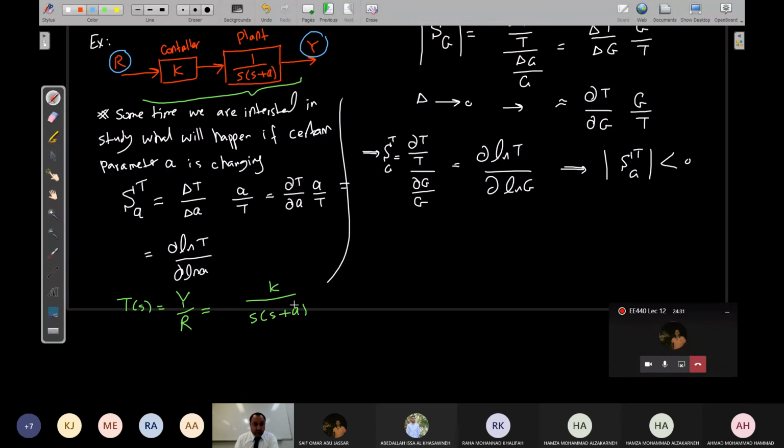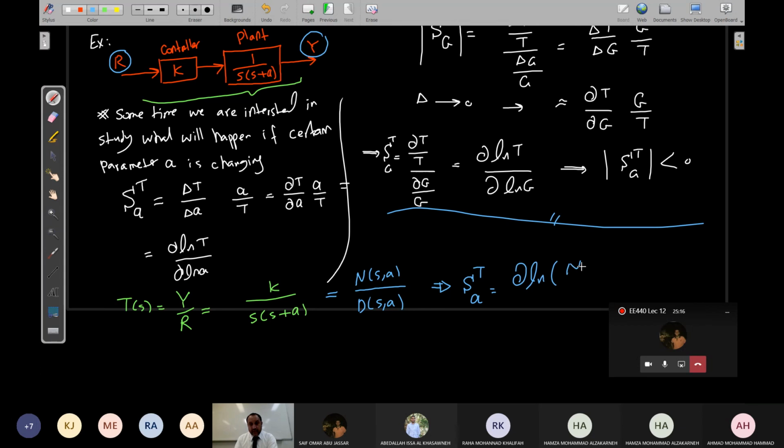So now what I need to study is what will happen to the closed loop control system if a certain parameter A is changing. Good. Now, this is a rational function, yes or no? So this equals N of s comma a over D of s comma a, let's assume. It is a function of s and a. So simply now, this means that I can write this as S_A^T will equal partial ln N over D by partial ln A. Now, ln N over D can be simplified to be ln N minus ln D.